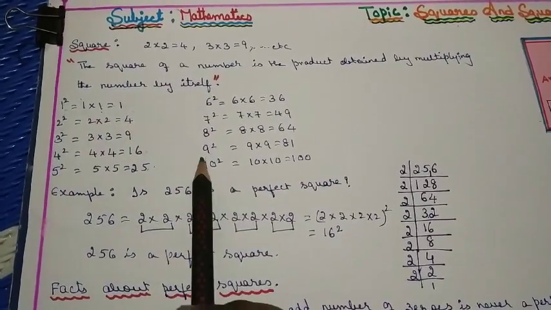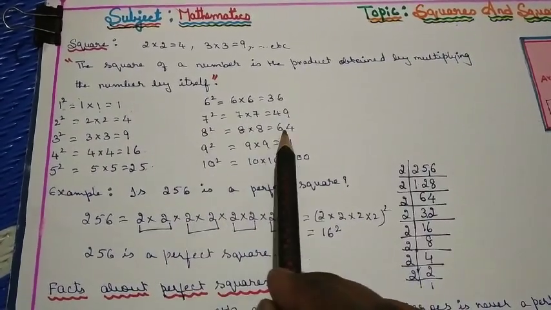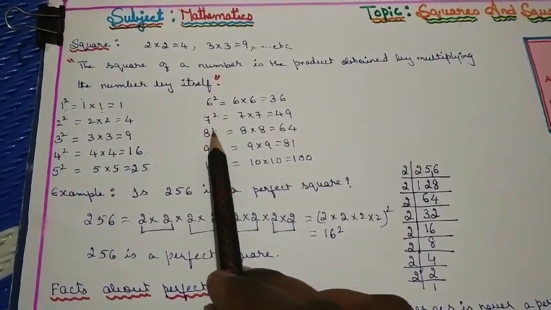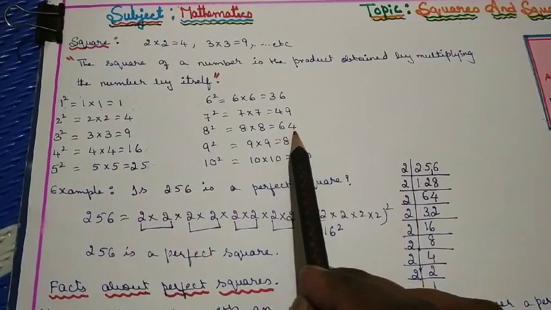Then if I go with 8, 8 square is 64. It means the units place in the number is 8 and the perfect square units place is 4.